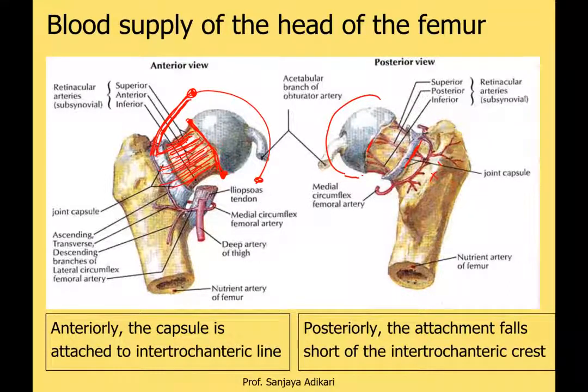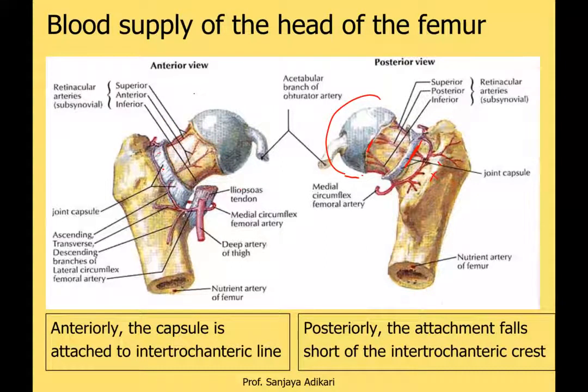And since the synovial membrane is there over the retinacular fibers, sometimes these retinacular arteries are said to be subsynovial, because the capsule fibers are there, the synovial membrane is inside, and the arteries are in between. So in adults, this is the main supply to the head of the femur.